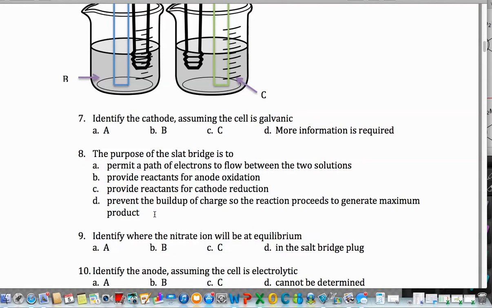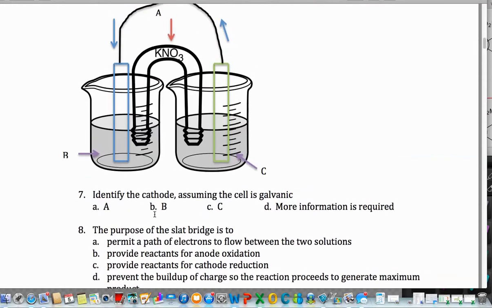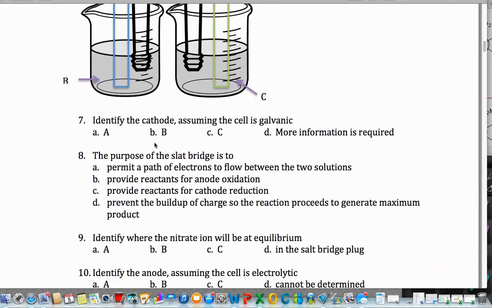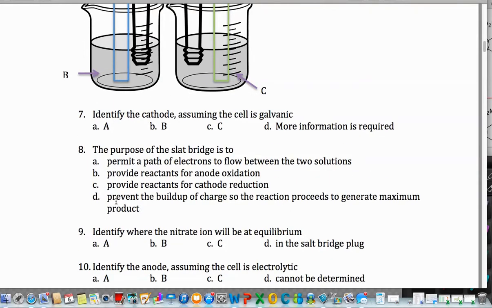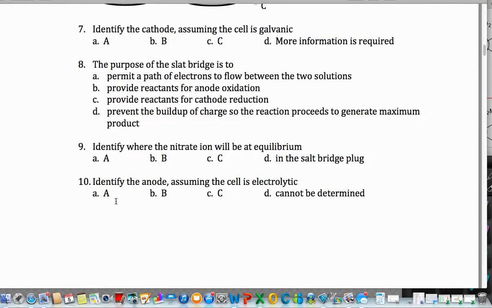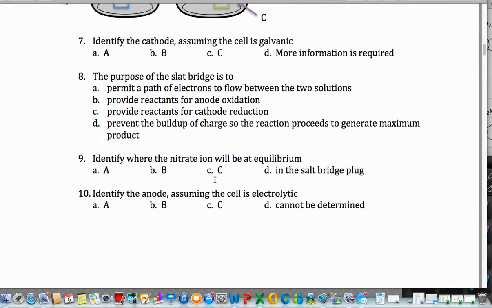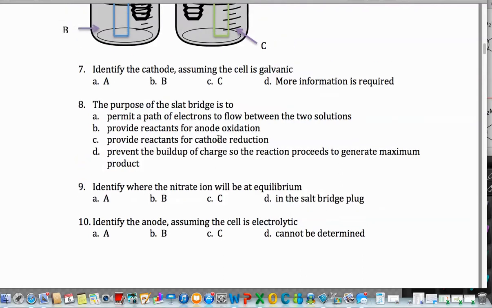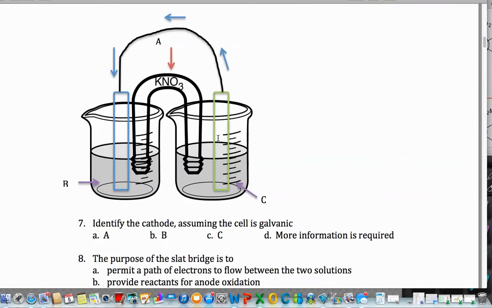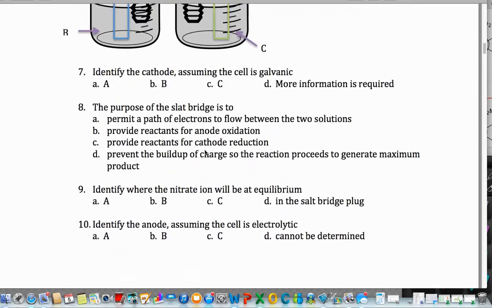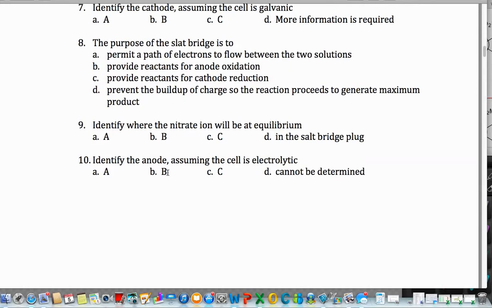Number 8, the purpose of, that should be salt bridge. The purpose of the salt bridge is so that we don't build up charge and prematurely quench the reaction. That's going to be D. Number 9, where will the nitrate ion be at equilibrium? The nitrate, the anion, goes to the anode, so it's going to go to C. So number 9 is C. And where would the anode be if the cell is electrolytic? Well, if the cell is electrolytic, the electrons move towards the anode. So the anode would be B if the cell was electrolytic.